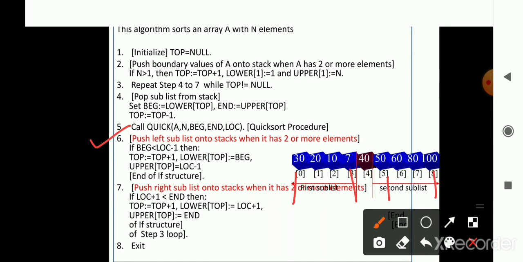When the first list is sorted, the smallest portion of the list is sorted, we have to pop the element from the actual stack. So first we have to push the elements into the stack, and then for the left hand side we are using some particular statements. Here for pushing the elements into the right sublist, we are using top is equal to top plus 1 and lower is equal to location plus 1. So that is what different values we are placing here.